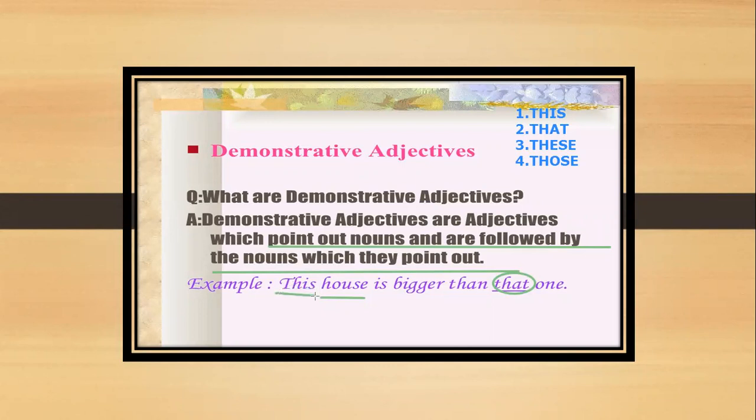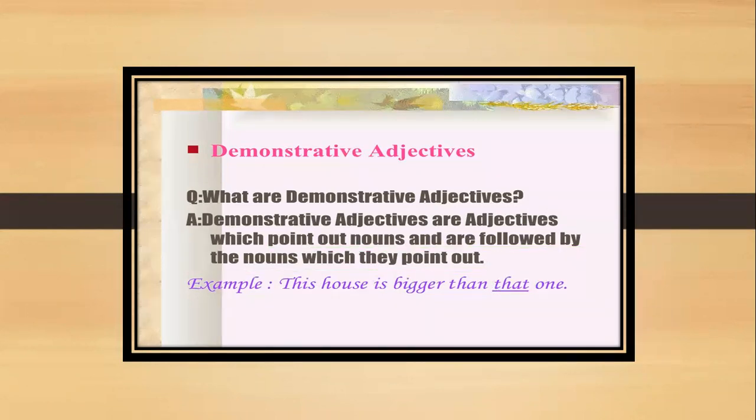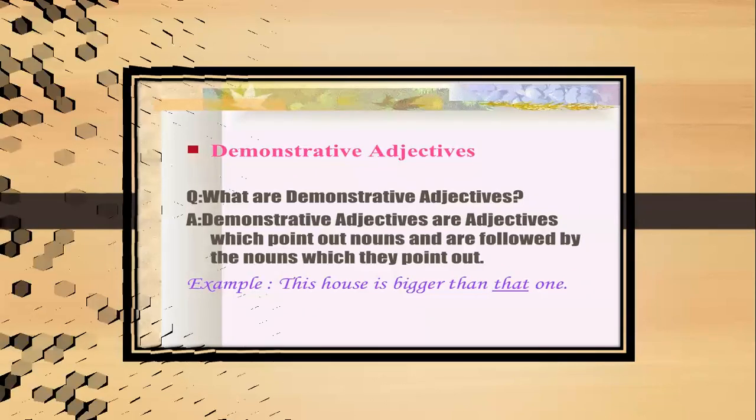See, the definition of demonstrative adjective says they point out nouns and are followed by the nouns they point out. So here it is following the other noun, and that's why. I hope it is clear to you now. If it is not clear, comment in the comment box and I'll make a separate video. Okay, let's move on. Make a note of these words: this, that, these, and those.